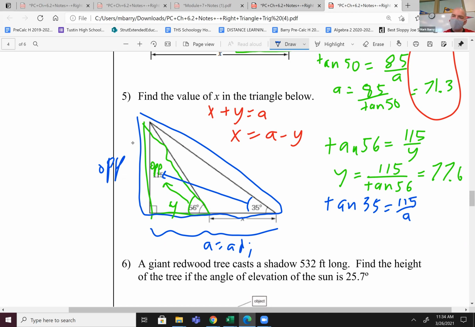Okay. All right, so once again, variable in the denominator means that it's going to be 115 over tan 35.